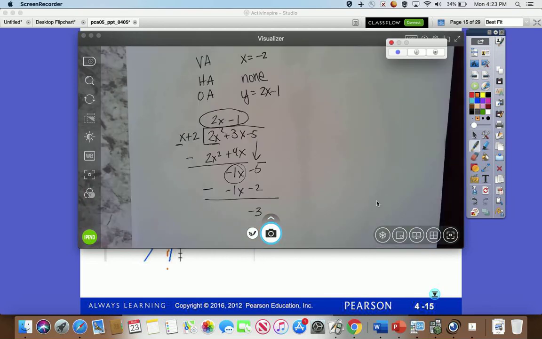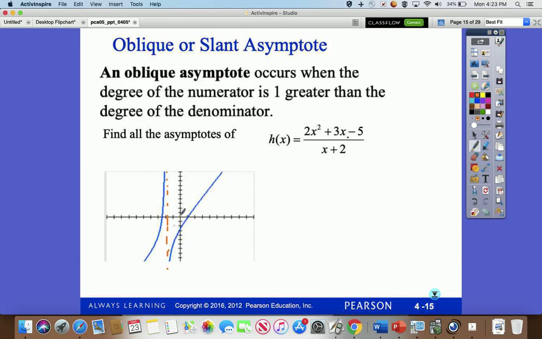If we go back and look at our graph, 2x minus 1 would be here, and we go up 2 over 1. We're down 2 over 1, and we can kind of see this graph right here. That line right there would be the oblique asymptote.